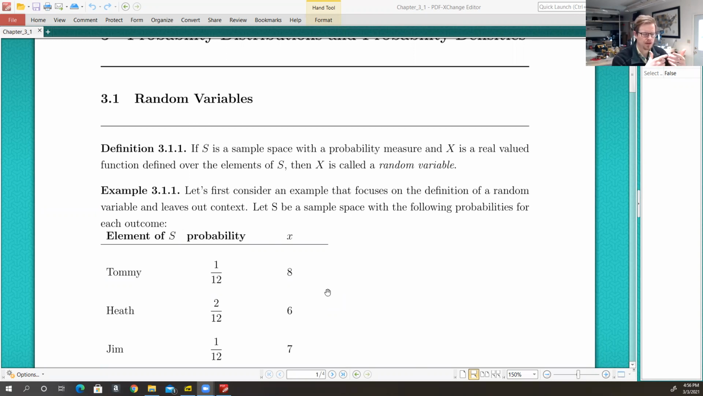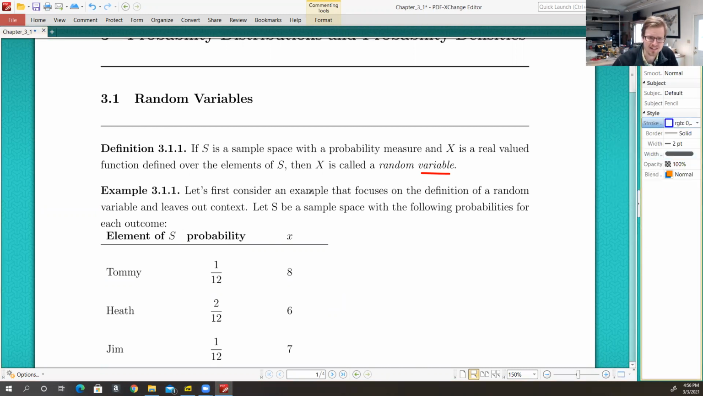But in our axiomatic buildup of probability and more formal definitions, we have a much better definition of a random variable. Interestingly enough, despite being called a random variable, it is actually a function. So if S is a sample space with a probability measure, that's what we talked about in chapter 2, and X is a real valued function defined over the elements of S, then that function is in fact a random variable. So a random variable is actually a function.